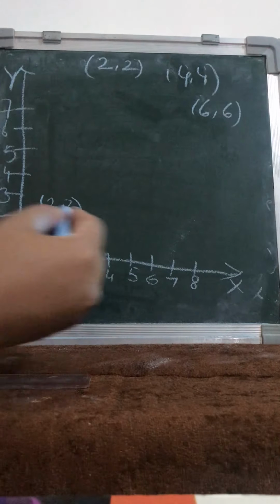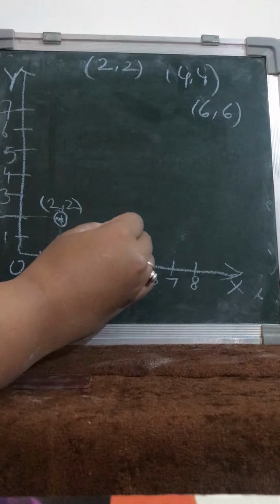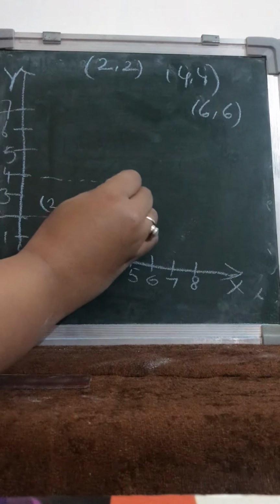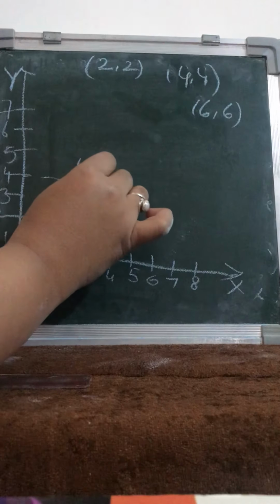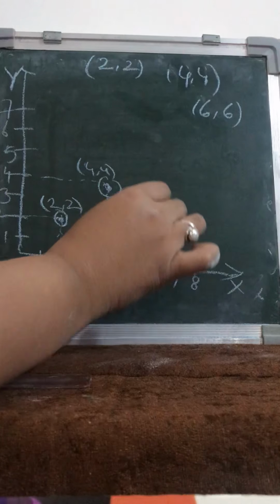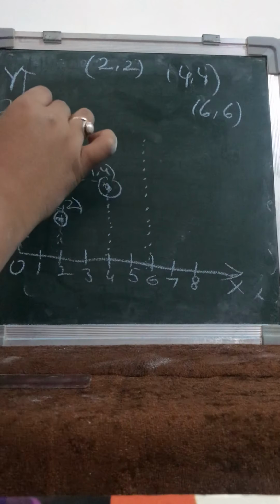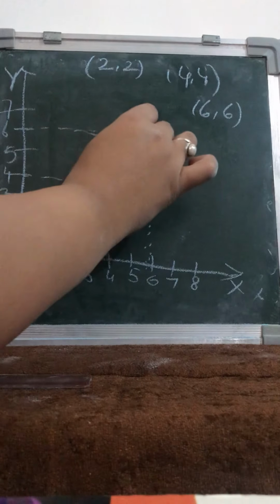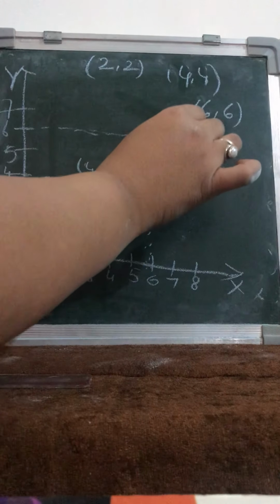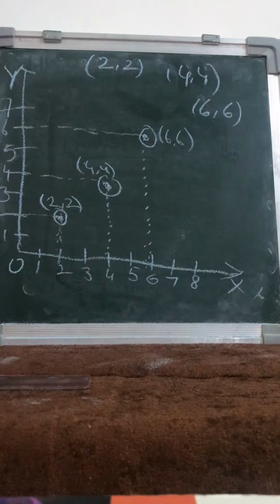Then (4, 4). This is the point 4, and again this is the point 4. And then (6, 6). This is the point 6 and from here this is the point 6.